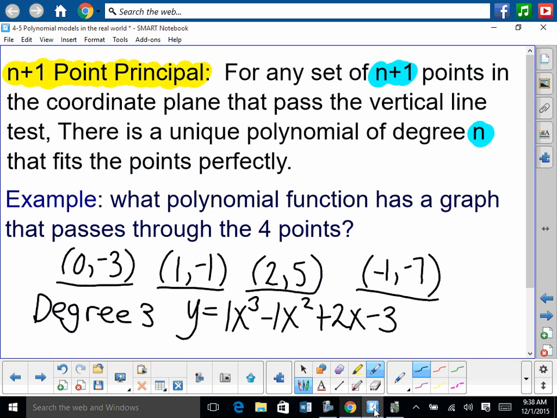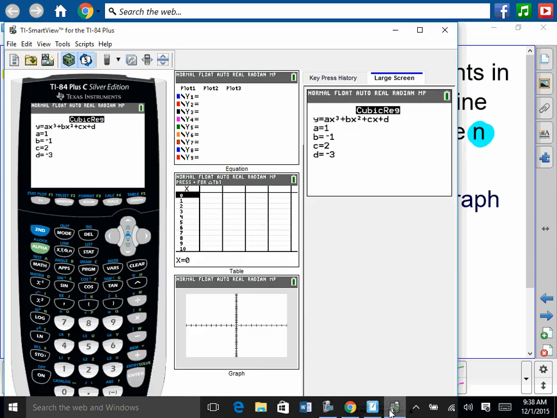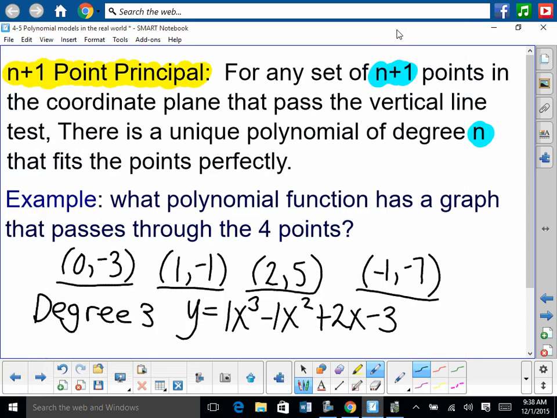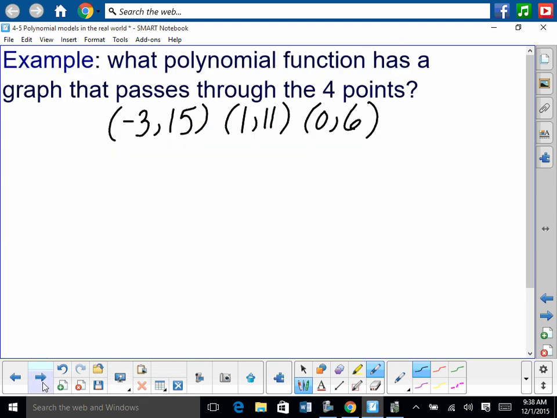You have 4 points. Oh yeah, it's the n+1 point principle. Because we have 4 points, the degree is one less than that, so it's cubic. Okay, another one. It says, what's the polynomial function that graph passes through these points? How many points do we have? 3. So the n+1, yeah, it's quadratic. So it's going to be degree 2. Because in this problem, there's only 3.